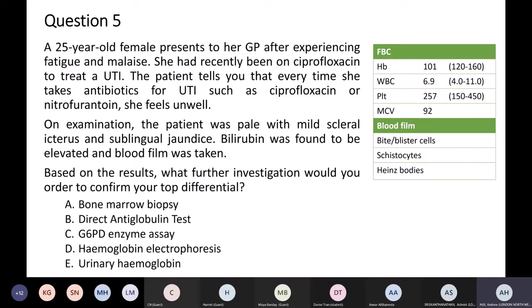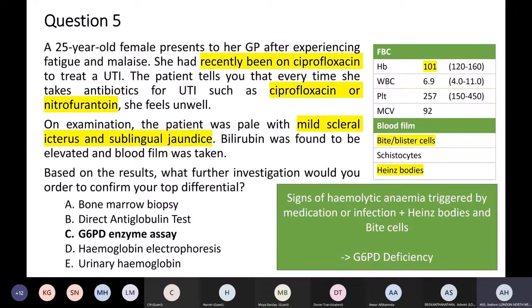Okay, we've got some C's. Just a few more seconds. Okay, very well done, guys. The answer is, of course, C, as you said.